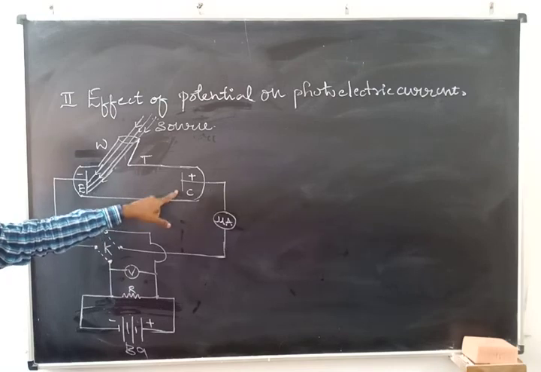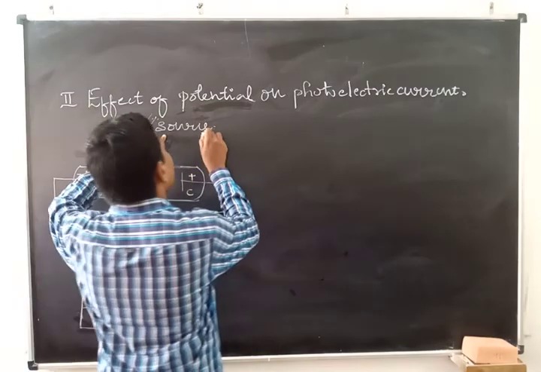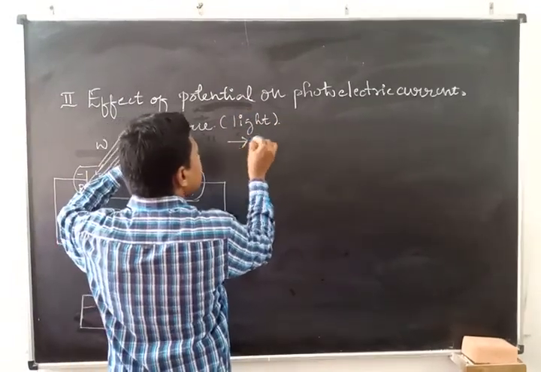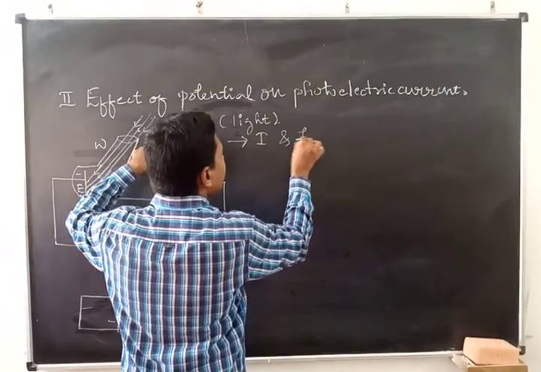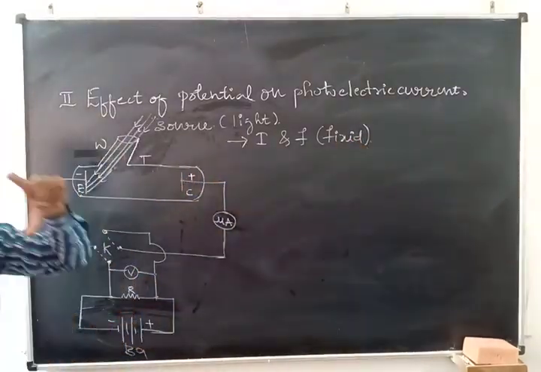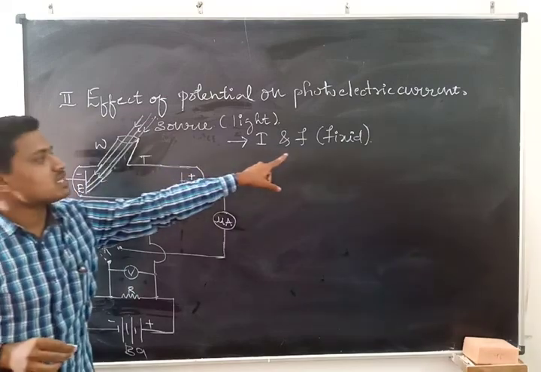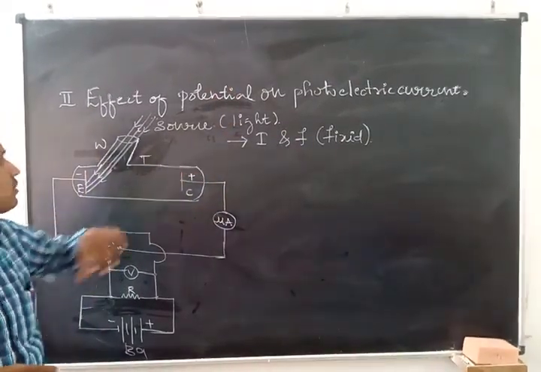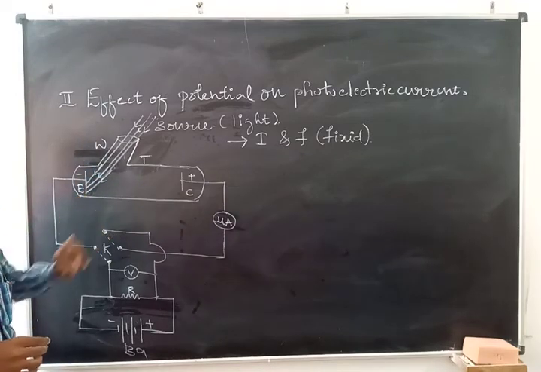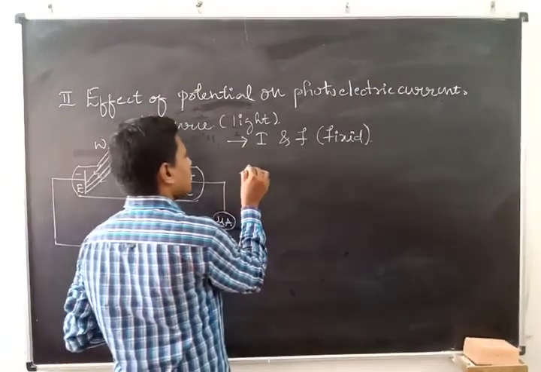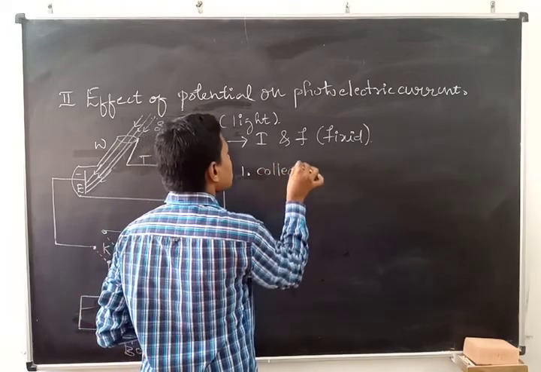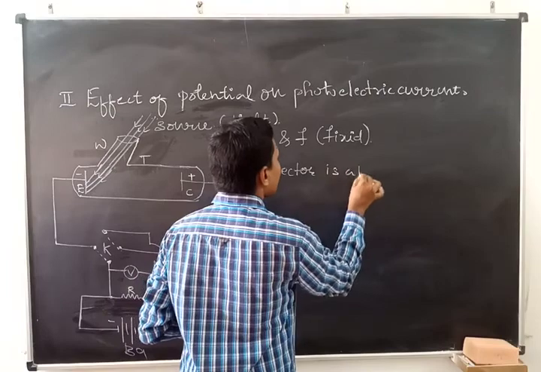Very simple, I am using a source of light. This source of light has intensity I and frequency f, which are fixed. I am not going to vary them initially. I am using light of a certain fixed frequency, so its color will be fixed. I allow it to be incident on the emitter plate, and initially I will maintain the collector at zero potential. So in the first case, the collector is at zero potential.